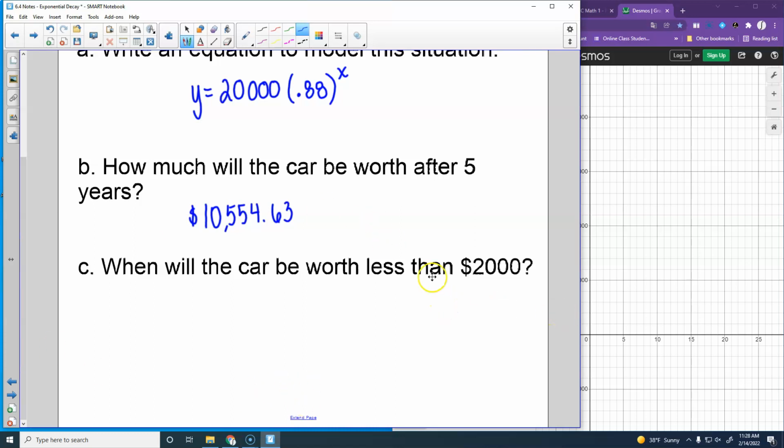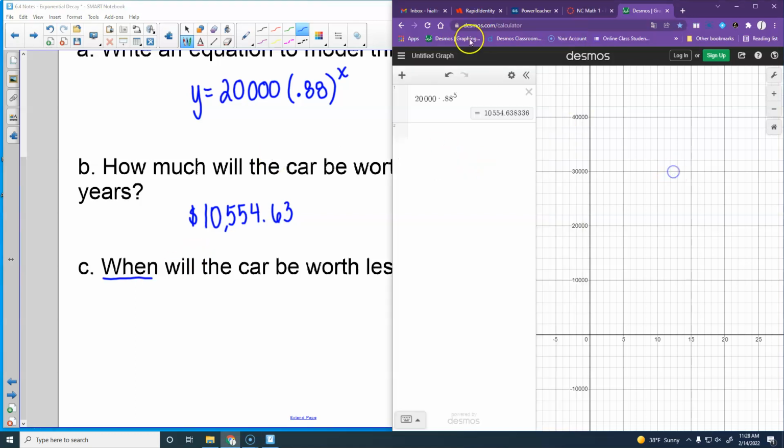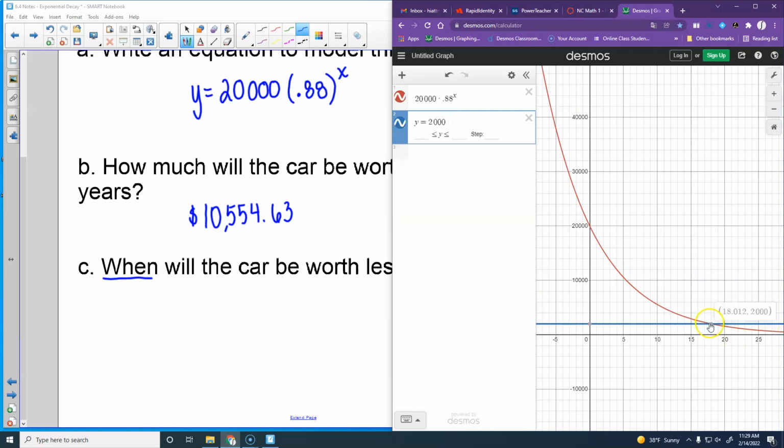When will the car be worth less than $2,000? All right, so this is a when problem. When problems are not ones where we just plug the number in. We're going to go over here to Desmos. We're going to change this to where it's an equation by putting that as x. And then in the second line, we're going to type in y equals 2,000. And we got 18.012 years.